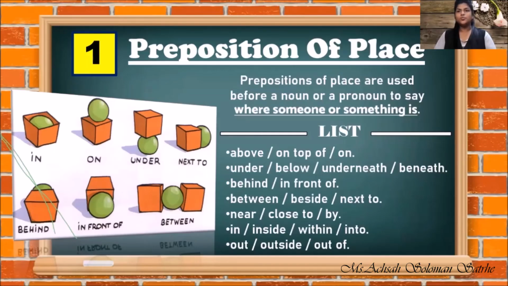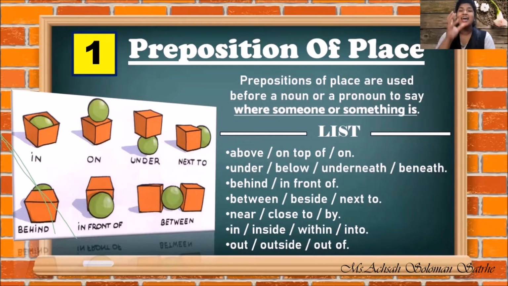All right. So let's see the first one over here, preposition of place. Prepositions of place are used before a noun or a pronoun to say where someone or something is. Remember, noun or a pronoun. Why like that? Because a pronoun is used instead of a noun. When a noun is repeated again and again, we remove that noun and we use a pronoun. So any object, animal, place, thing, anything. Think of all the nouns that you've learned about. What is their relationship?